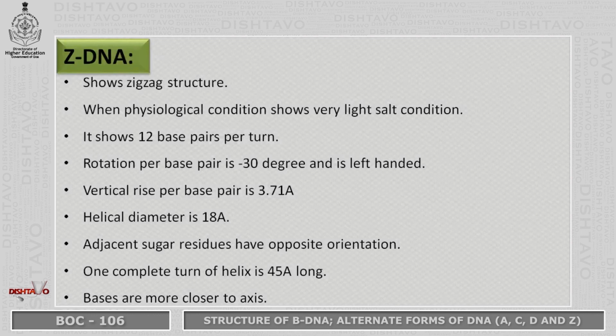Z-DNA. It shows zigzag structure. When physiological conditions show very high salt condition, we get the Z form of DNA. It shows 12 base pairs per turn. Rotation per base pair is minus 30 degree and is left-handed. Vertical rise per base pair is 3.71 angstrom and helical diameter is 18 angstrom. Adjacent sugar residues have opposite orientation. One complete turn of the helix is 45 angstrom long. Bases are closer to the axis.